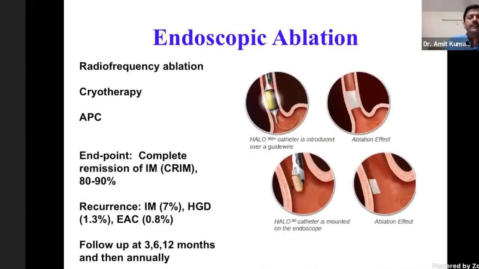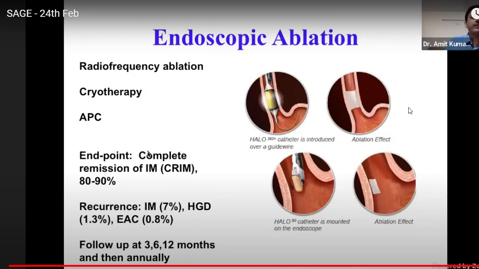Okay. And finally, as I said, endoscopic ablation therapy is required for all patients with high-grade dysplasia. So if you have high-grade dysplasia with a focal lesion, you treat it endoscopically, and after the focal lesion is treated, you go for ablation. If there is no focal lesion, you directly go for ablation therapy. There are different technologies, of which we have radiofrequency ablation, cryotherapy, and APC. The most popular one is radiofrequency ablation. Patients may require up to 3 to 4 sessions. The endpoint of therapy is that the patient should have complete remission of intestinal metaplasia, what is called CRIM.